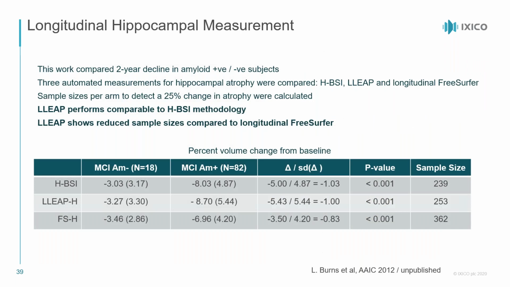In terms of volume change, which is a key biomarker in many trials, we validated the LEAP pipeline against manually initialized or semi-automatically initialized BSI measures and FreeSurfer for 2-year decline in 100 subjects. We compared the pipelines in terms of sample sizes needed to detect a 25% change in atrophy values for a hypothetical 2-arm clinical trial. And we see that BSI and LEAP perform significantly better than the FreeSurfer pipeline, as shown in the table, specifically the last column showing sample sizes, with LEAP performing only marginally worse than the BSI.